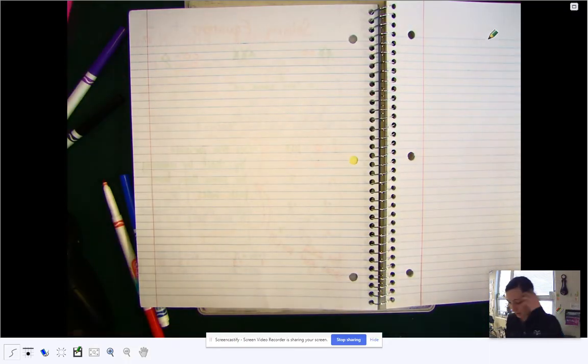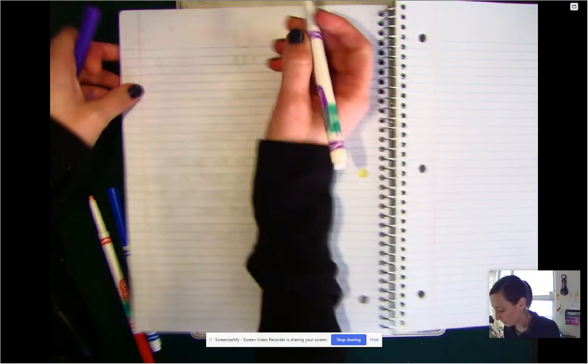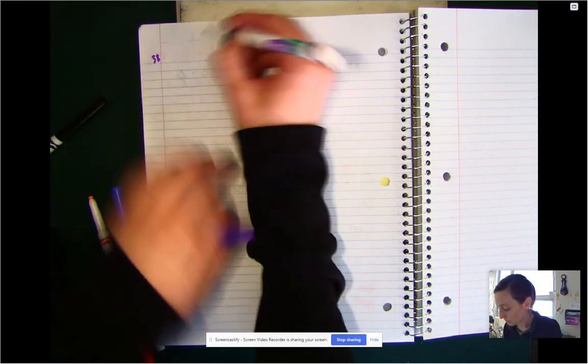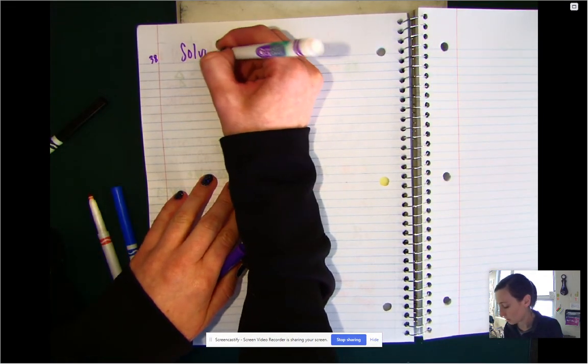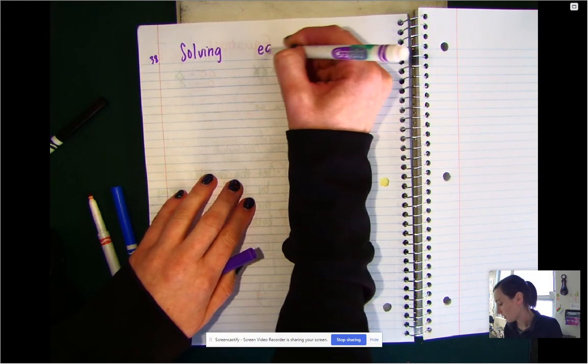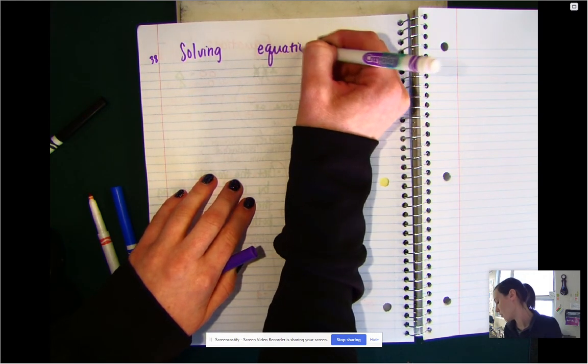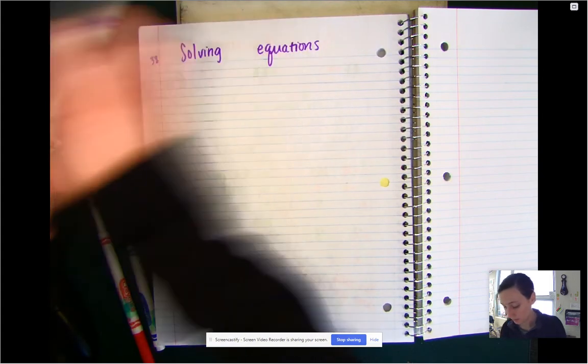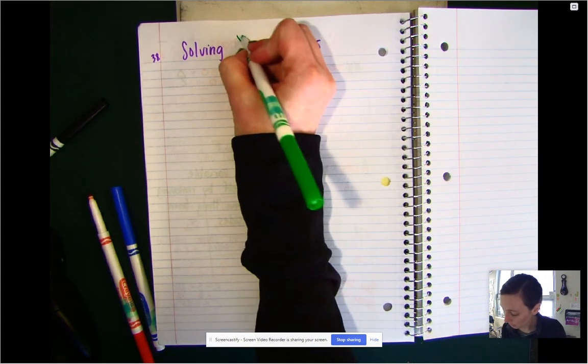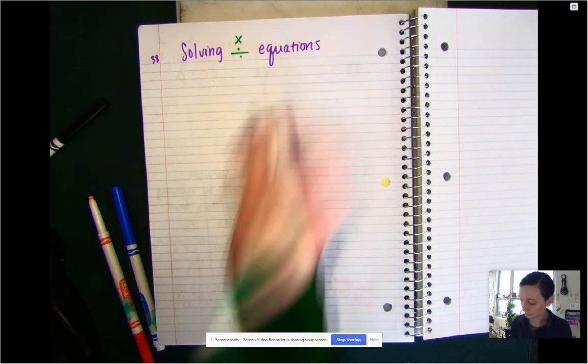Okay, this is page 38, and we are talking about solving equations again. But this time we are talking about equations that involve multiplication and division.